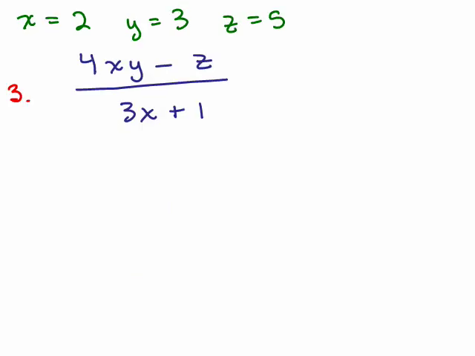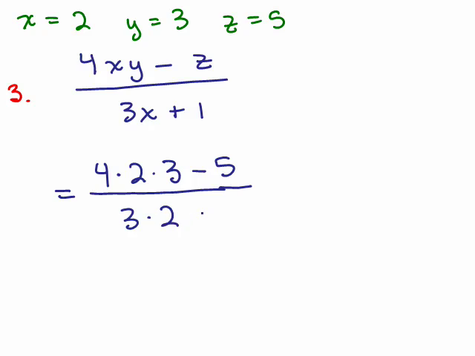All right, here's number 3. We're still evaluating where x equals 2, y equals 3, and z equals 5. This is part 2, problems from 1.3. So we're going to plug in the values for x, y, and z. So we have 4 times x, which is 2, times y, which is 3, minus z, which is 5 in the numerator. In the denominator, we have 3 times x, which is 2, plus 1. And now we're going to do order of operations, which remember means you completely simplify the numerator, completely simplify the denominator, and then see if you can reduce if possible.